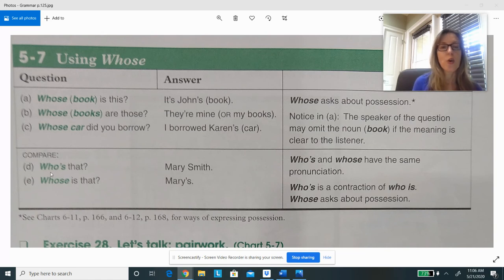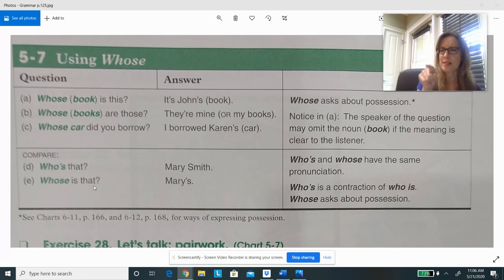whose. Who's that? Mary Smith. The pronunciation is the same, but it means who is. It's a contraction, okay? So completely different word. And so look at the difference. Who's that? Mary Smith. Whose is that?